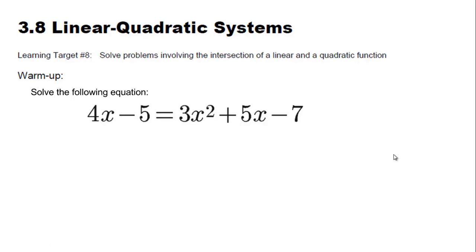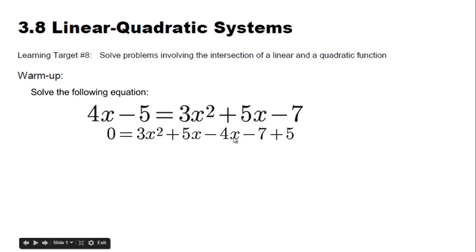This is nothing really new, the skills that we're going to need here. We're just really interpreting what solving this equation means. Okay. So if we move everything to the other side, I just grouped the 5x and the 4x at the same time, and the negative 7 and the 5 at the same time. So you could just put them under the 5x and under the 7, so you're grouping them at the same time. Then we get standard form, 0 equals 3x squared plus x minus 2.